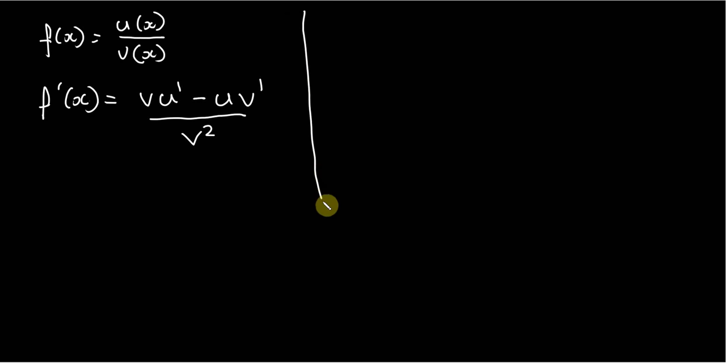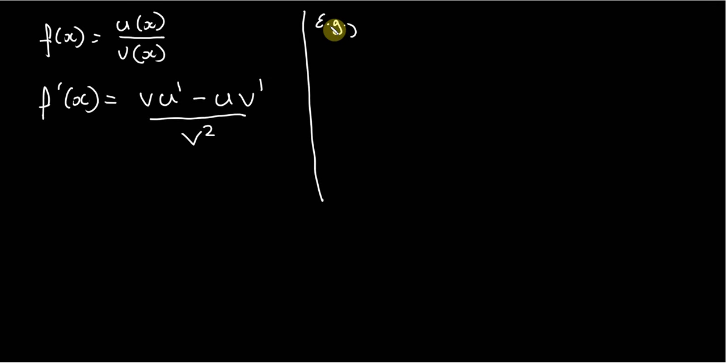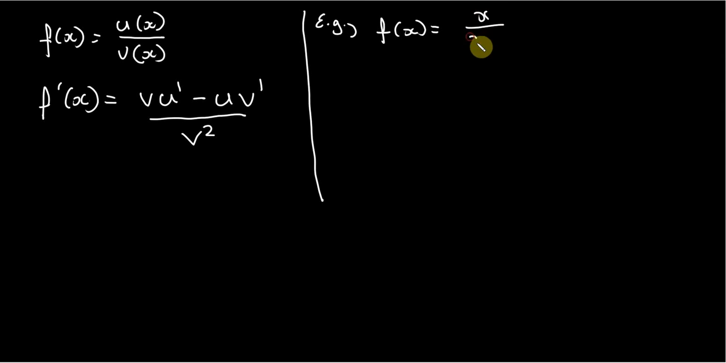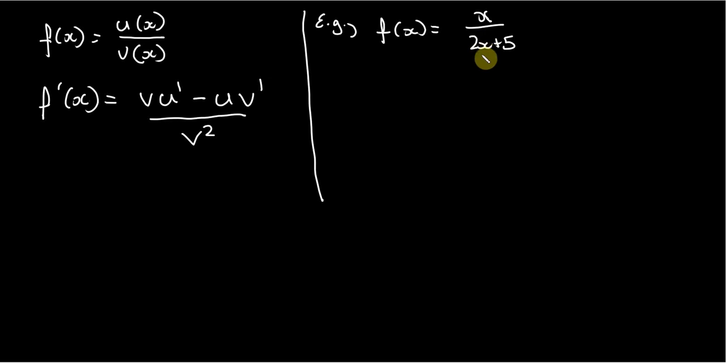To show that, let's work on an example. Say we're given something simple but explicit enough, like f of x equals x over 2x plus 5. Here we have our u, which is just x, and here's our function v, which is 2x plus 5. Sometimes you'll see this just written as u over v, where both are functions of x.